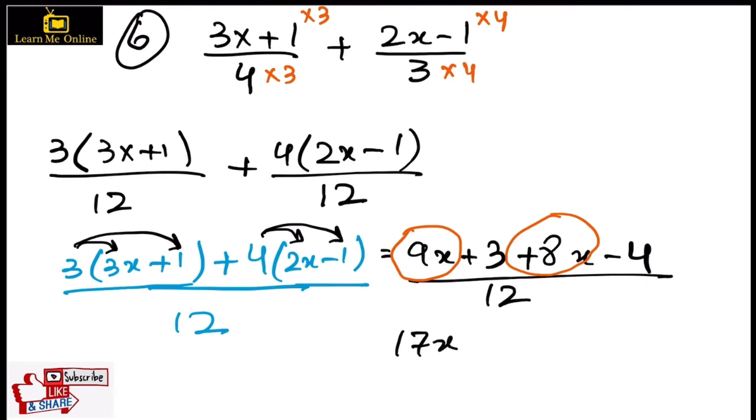Now we are having plus 3 and minus 4. So here you see that we are having plus 3 and minus 4. When you do plus 3 and minus 4, you'll get minus 1, and there is a 12 in the denominator.